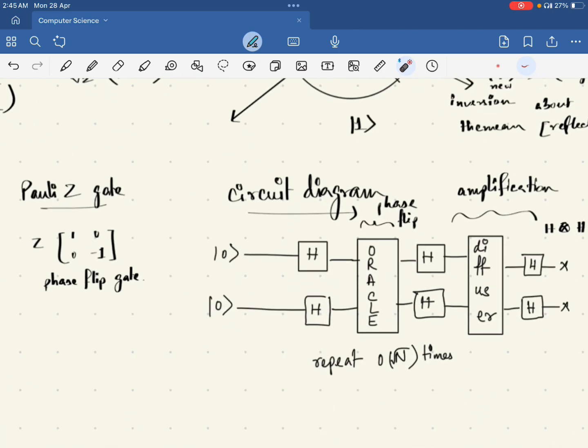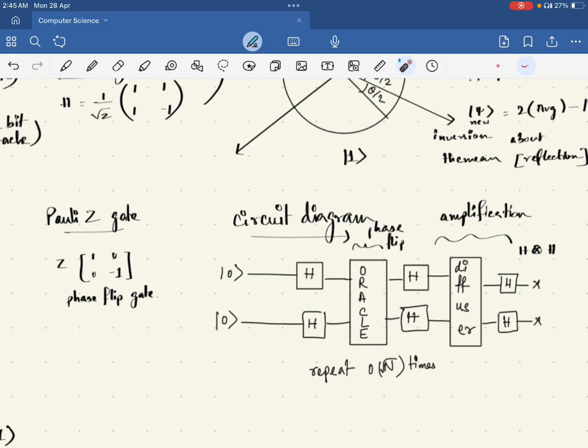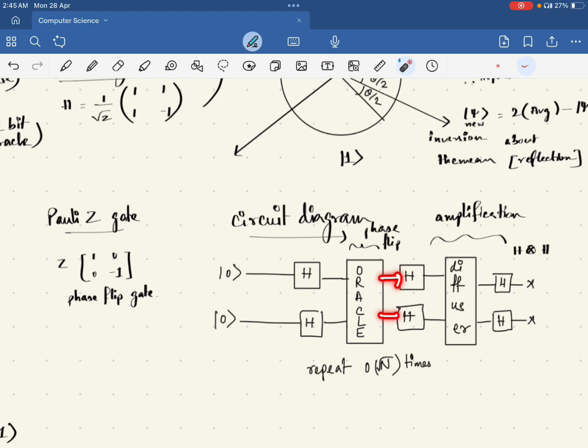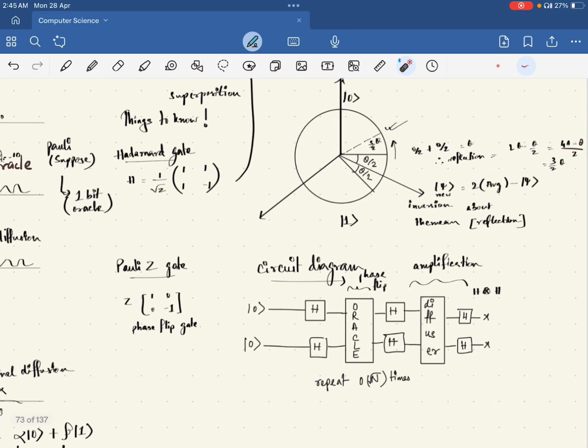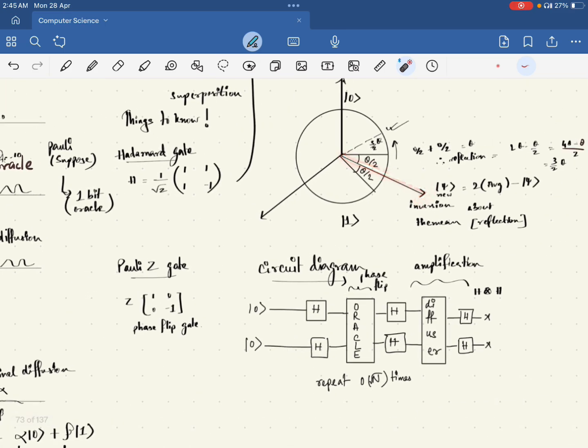So now, after the oracle function is passed, we again pass the states through the Hadamard gate for normalizing, and after normalizing, so that we can measure actually, we pass it through the diffuser. The purpose of the diffuser is to reflect the mean of the states. What I mean by that is, suppose we have the state here.